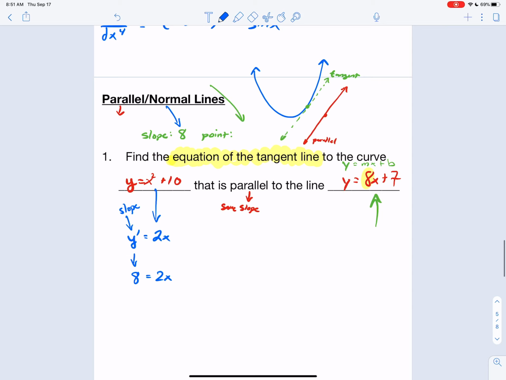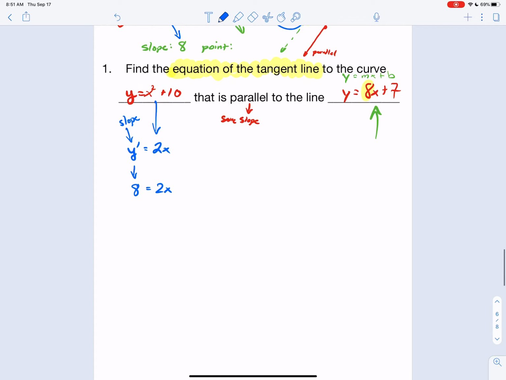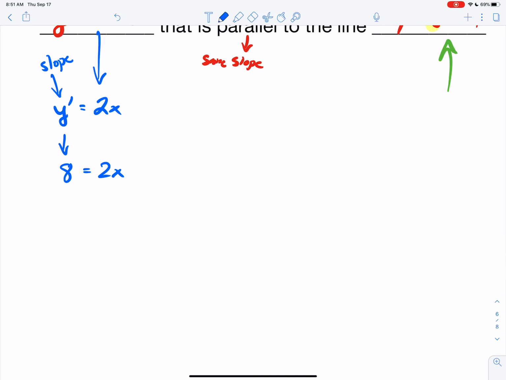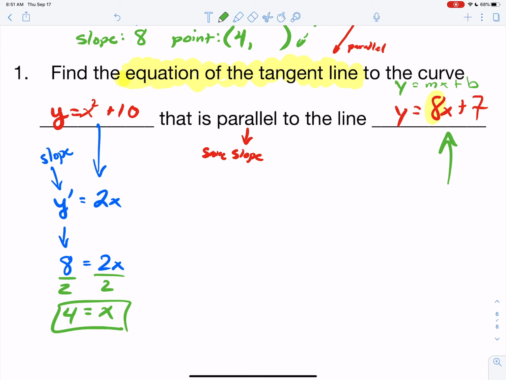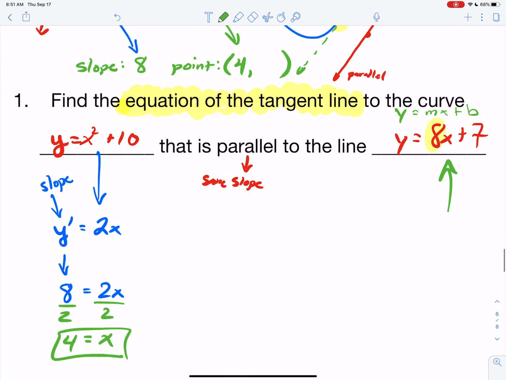I know that I want my derivative to purposely come out to 8. So now your job is to find out where that point is. You know the slope, so this gives you an opportunity to solve for the x coordinate. If you solve for x here, you find out that x comes out to 4. So right away, I know that this is 4 comma something. So how do I figure out what I'm missing? The y value.